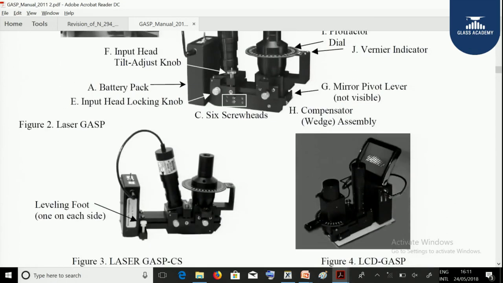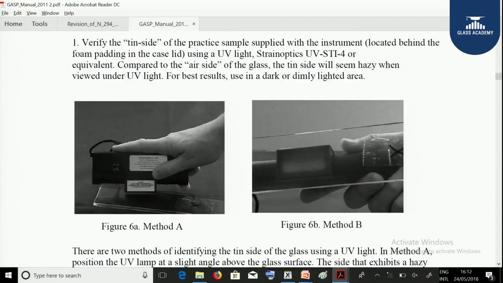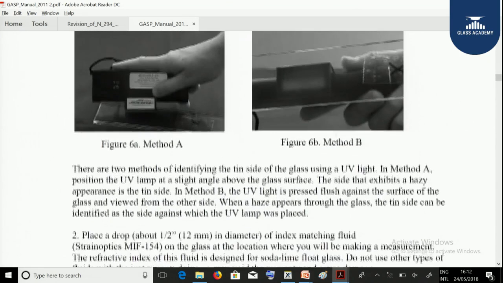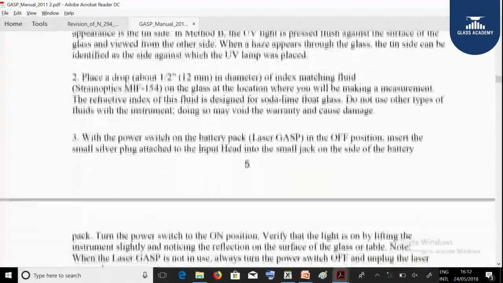So we have one equipment known as the tin side detector. This is a tin side tester which will tell you which is the tin side and which is the air side. In the second figure, if you see, there is a fogginess on the surface which indicates it is the tin side. So in order to measure the stress levels, first we need to understand what is the air side and tin side of the glass, and the measurement should be taken on the tin side.